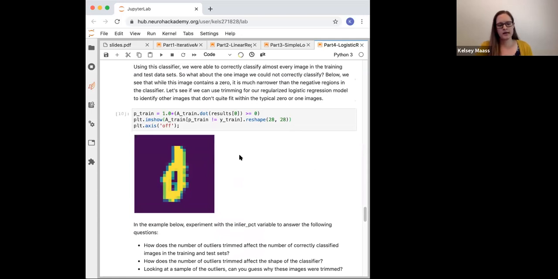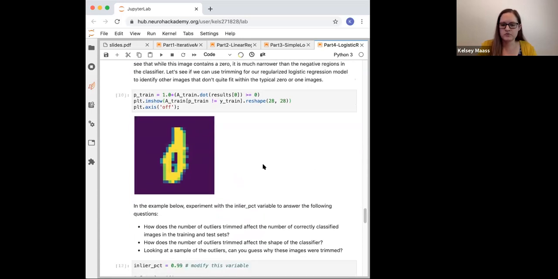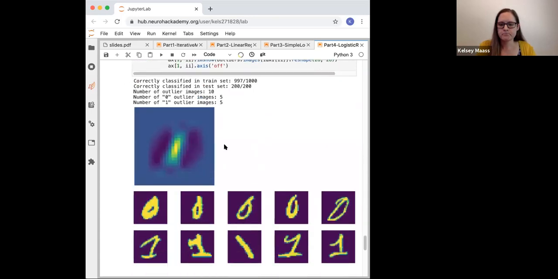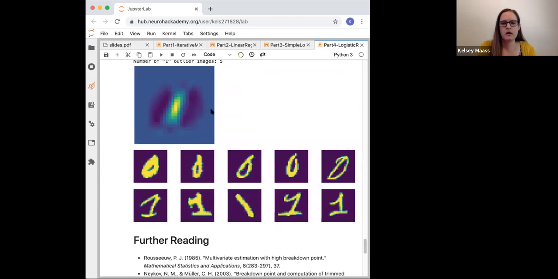But now we're going to go ahead and use trimming as a way to identify other images in the data set that might also be weird in a sense. They don't necessarily fit well with the model that we've trained. So here you can play around with the inlier percent variable. K here influences how many values we're actually plotting. So this is what happens when we use trimming. Our classifier looks pretty similar to the other one. And here we see some of our outliers, the images that ended up with a weight close to 0.